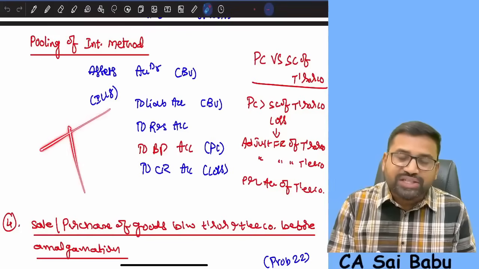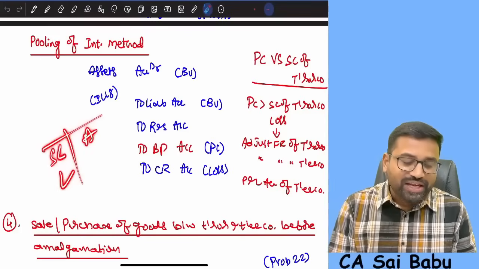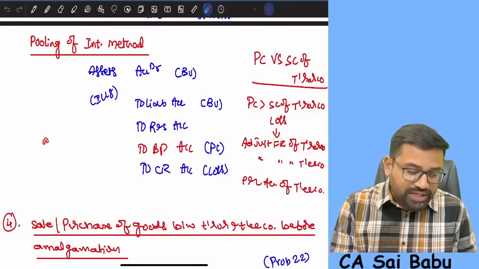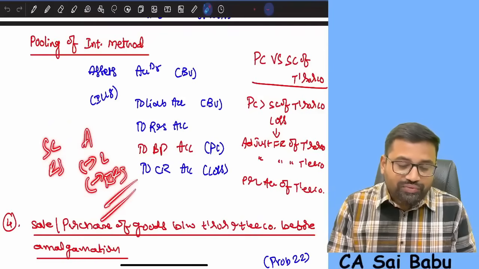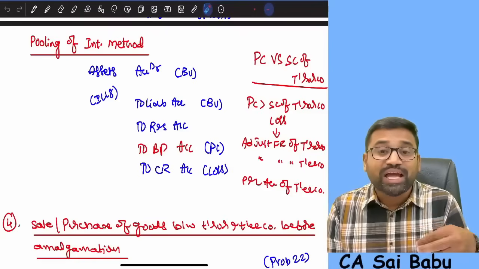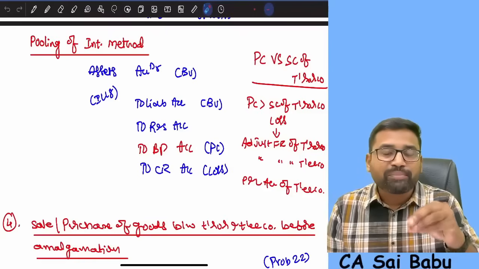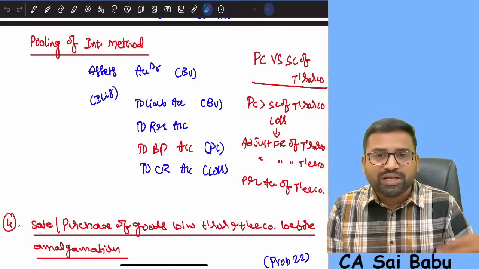Because in the balance sheet of the transfer company, you see assets will be there, liabilities will be there, share capital and reserves and surplus will be there. So I am taking assets, liabilities, and reserves and surplus also. Therefore, what is left out is exactly equal to share capital. So why waste our time in calculation? Simply, we will compare PC with the share capital of the transfer company. If our PC is more than the share capital, that's a loss for us.